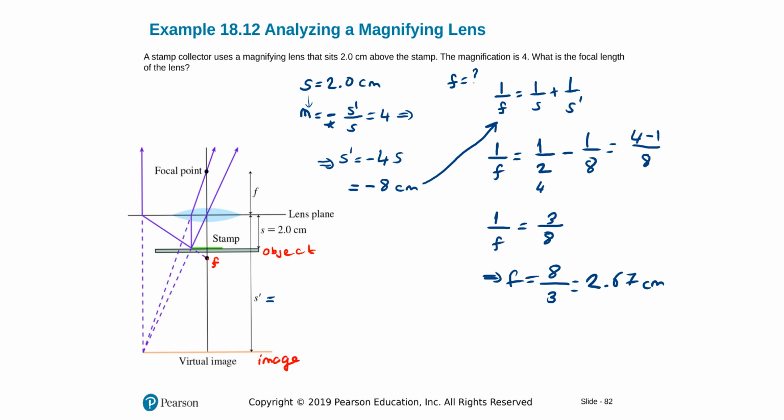We also use magnification here and see how it works, and it could be useful. If I'm asked to find how much larger the image from the stamp is, I go ahead and say that S prime over S is equal to H prime over H. S prime is 4 times larger, H prime will be also 4 times larger. That's a short way of solving the image height.